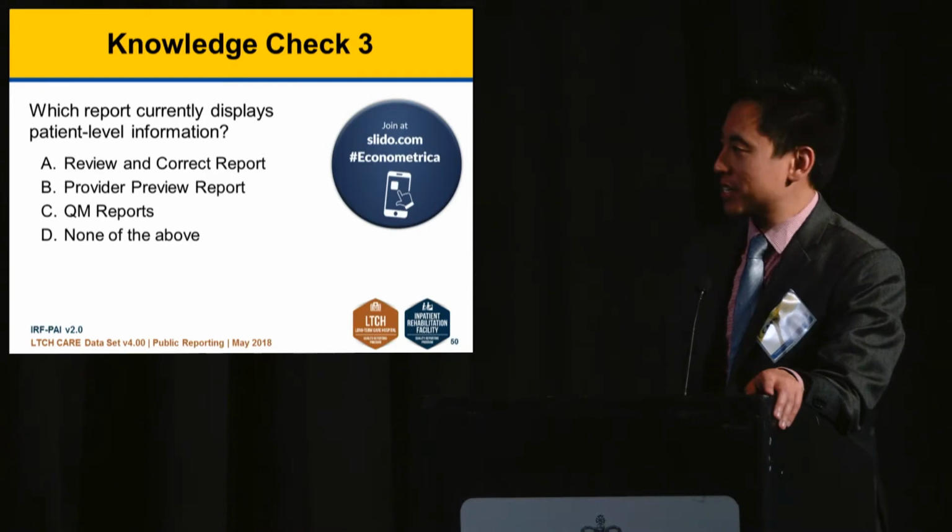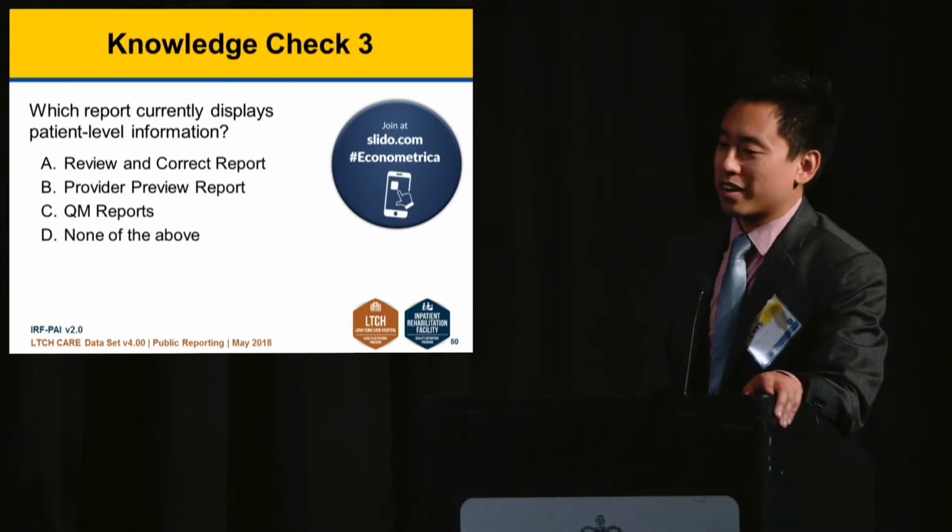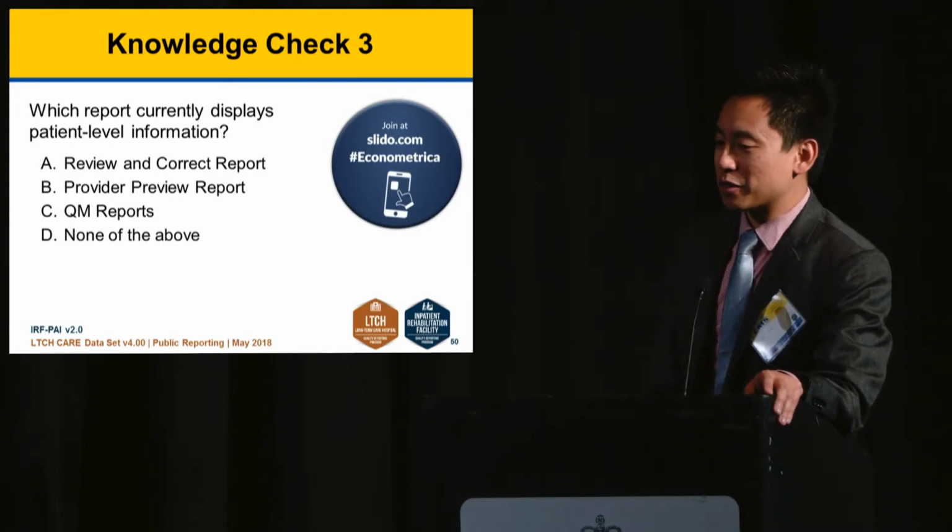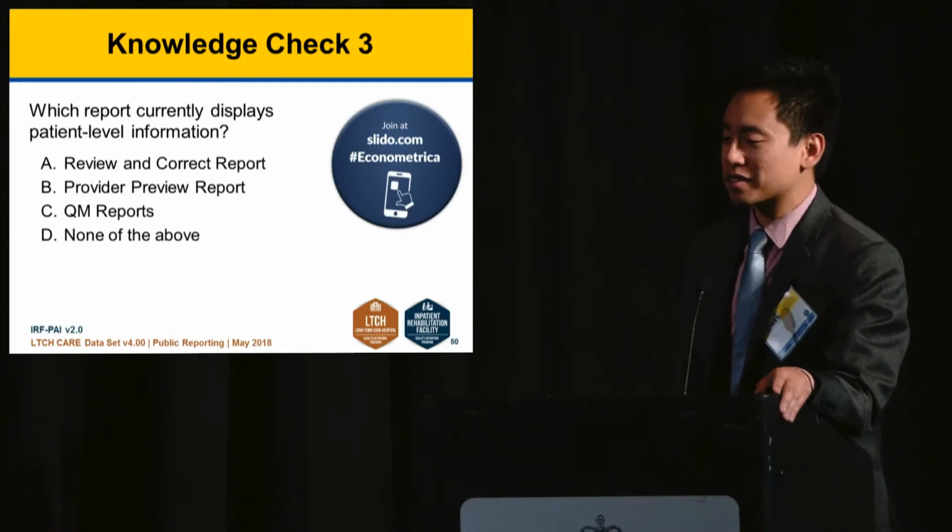So the third knowledge check. Which report currently displays patient level information? Is it A, the review and correct report, B, provider preview report, C, QM reports, or D, none of the above?